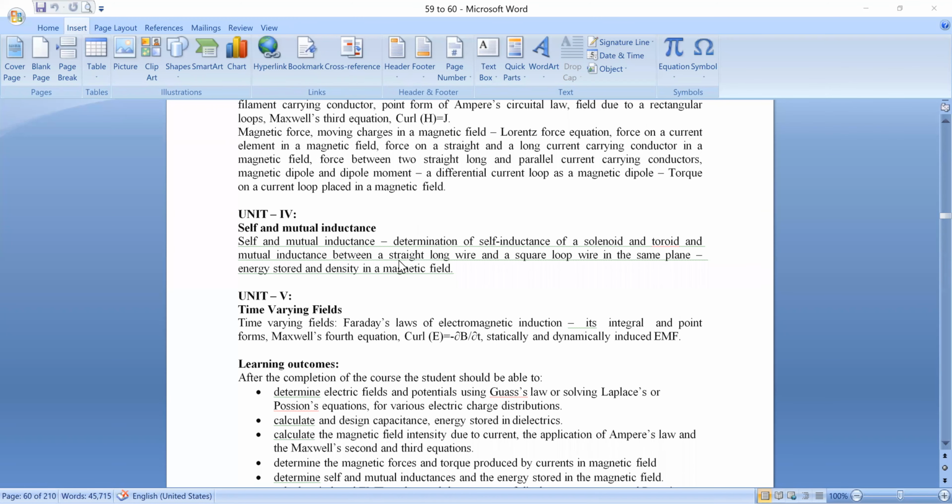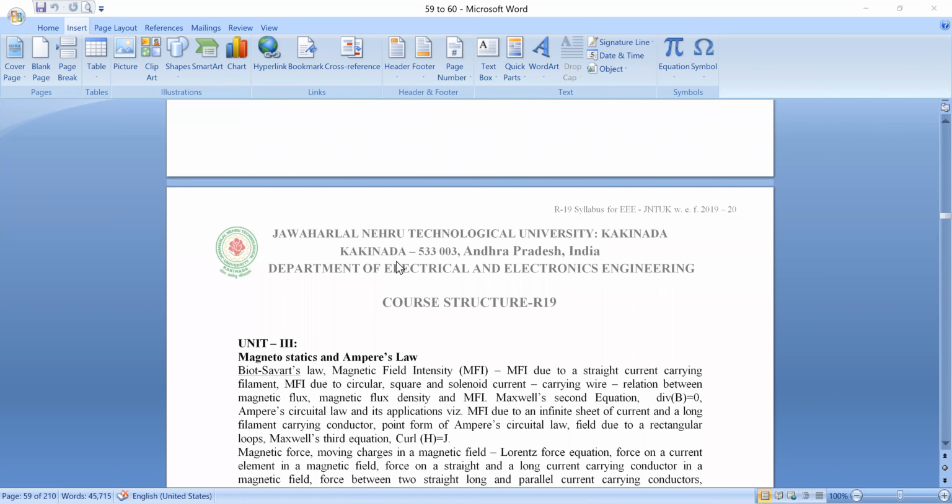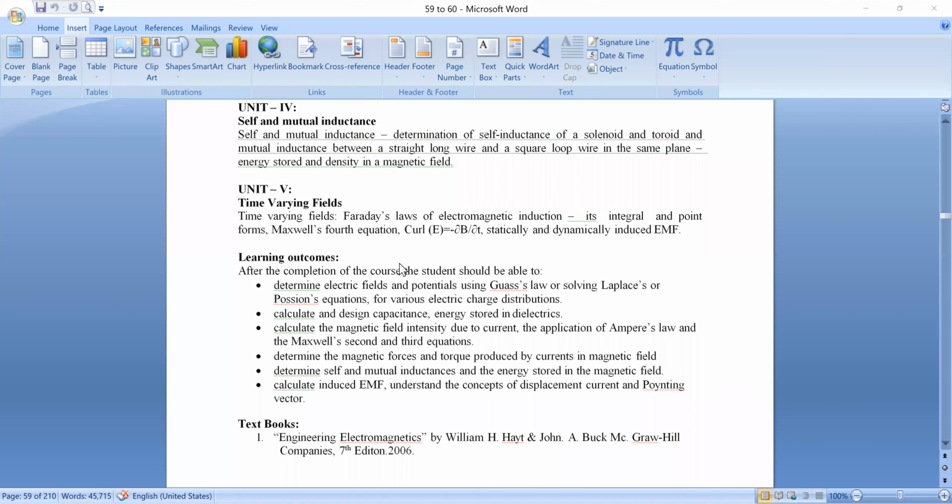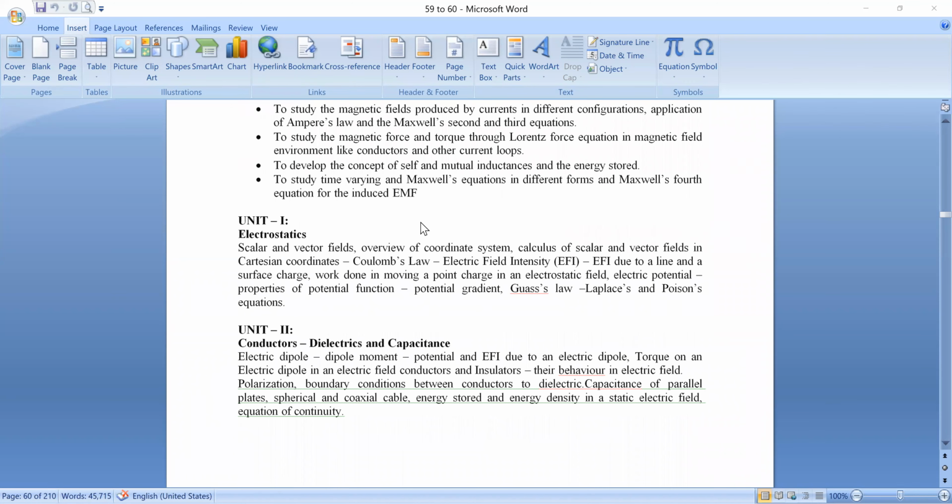So totally this is the syllabus, what you have to discuss in this paper. I think in the next class we have to continue with the basics of vector fields. Without knowing about vectors, you cannot understand this paper. So in the next class we will discuss vectors.